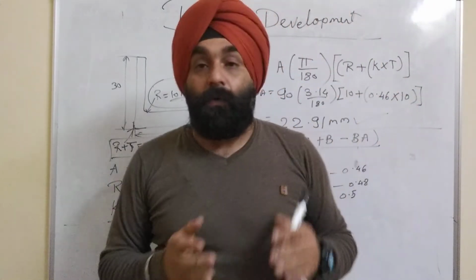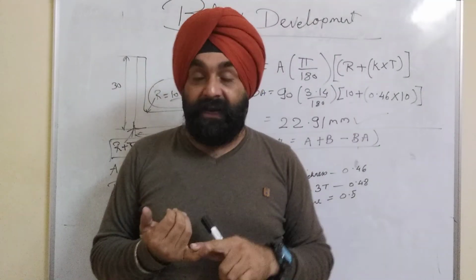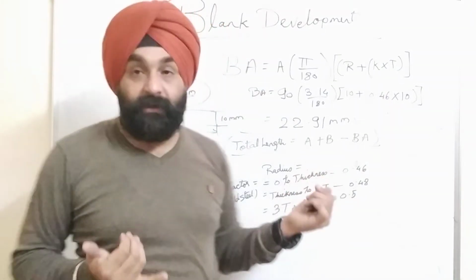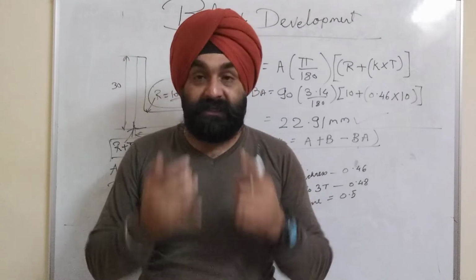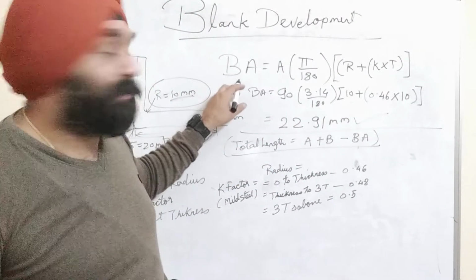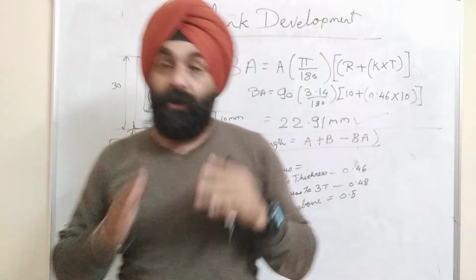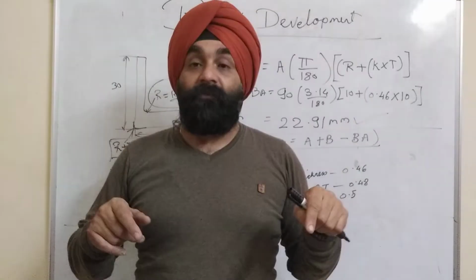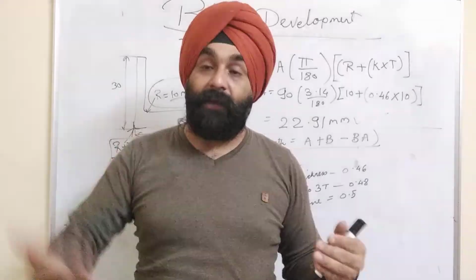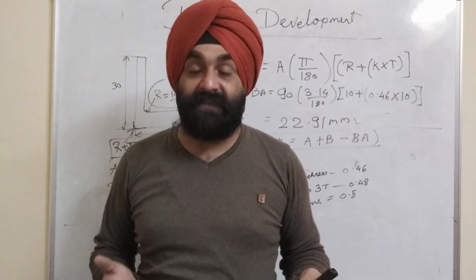Okay guys, whatever formulas I have said and also the data required for the K factor, I will be posting in my description box. We require two formulas, that is total length and the bending allowance. Both I will post in my description box, and also the chart where you can find the K factor for aluminium, brass or any other sheet metal which you are planning to design.